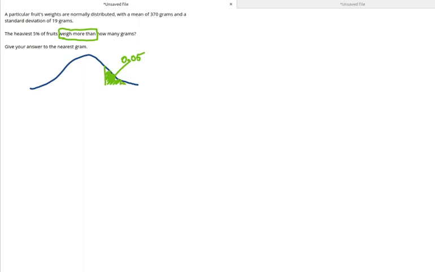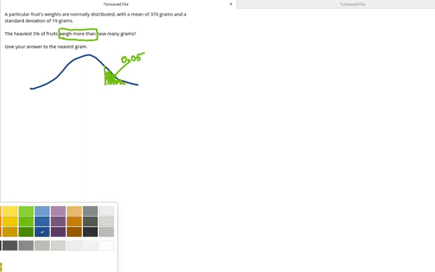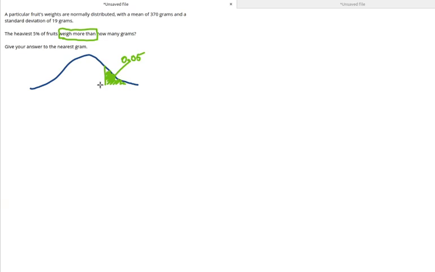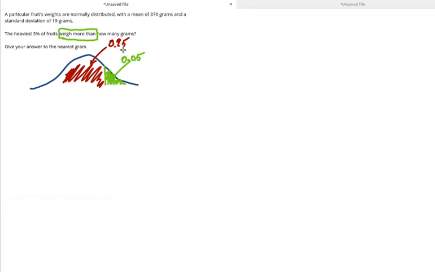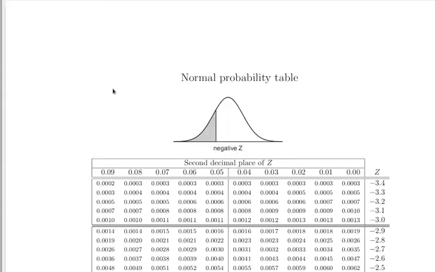Okay, but if that's the case, that means that we must have 95% to the left. And the reason I want to figure that out is because the table that we have tells us probabilities to the left, not to the right. So figure out how much is to the left, that's 95%, and now let me go get my normal distribution table and find the z-score.